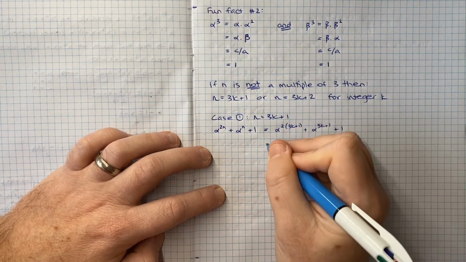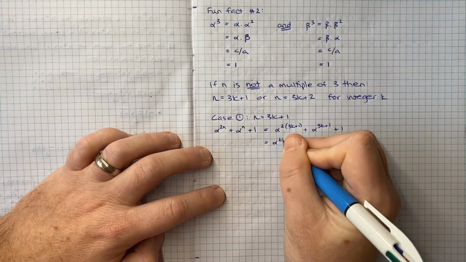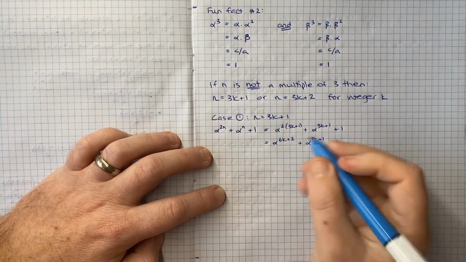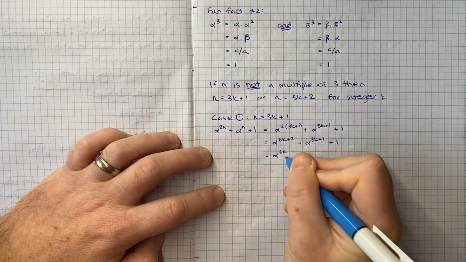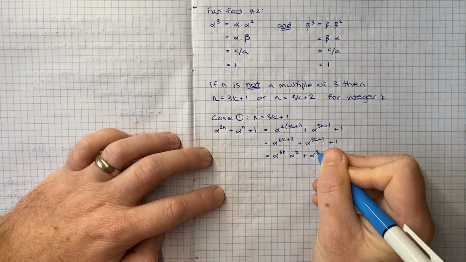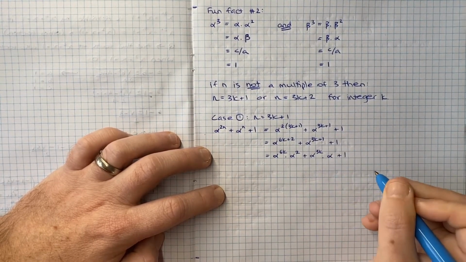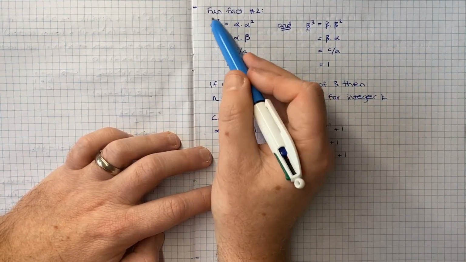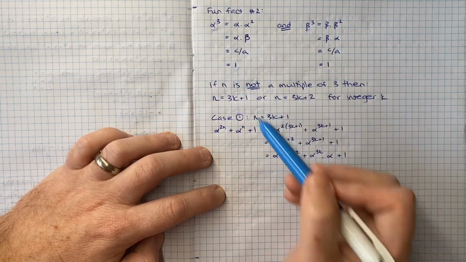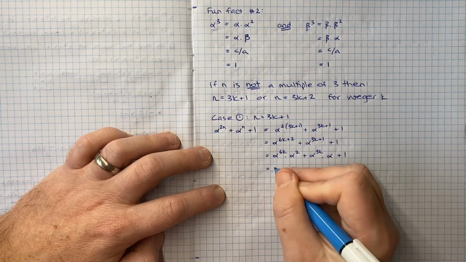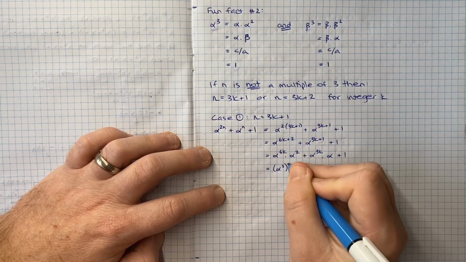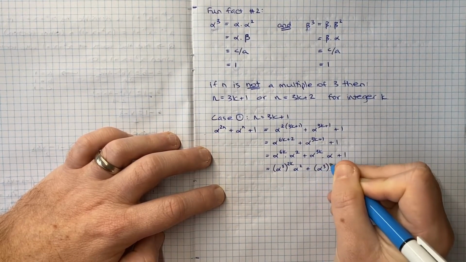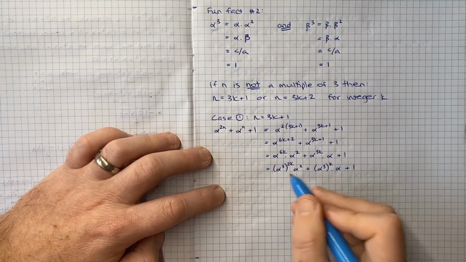Let's simplify this. We'll get alpha to the 6k plus 2 plus alpha to the 3k plus 1 plus 1. So that's alpha to the 6k times alpha squared plus alpha to the 3k times alpha plus 1. And here what I want to do is make use of this fun fact. I'd like to get an alpha cubed in there because I know that will simplify things, because alpha cubed is 1. So I can write that as alpha cubed to the 2k times alpha squared plus alpha cubed to the k times alpha plus 1. And there we have it.